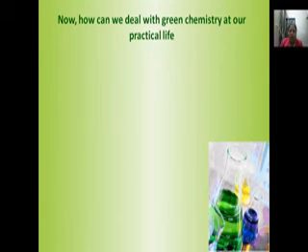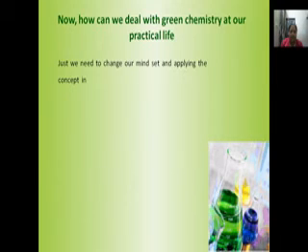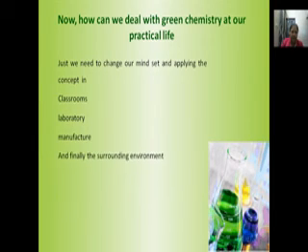Now, how can we deal with green chemistry in our practical life? We just need to change our mindset and apply the concept in classrooms, laboratories, manufacturing, and finally the surrounding environment.